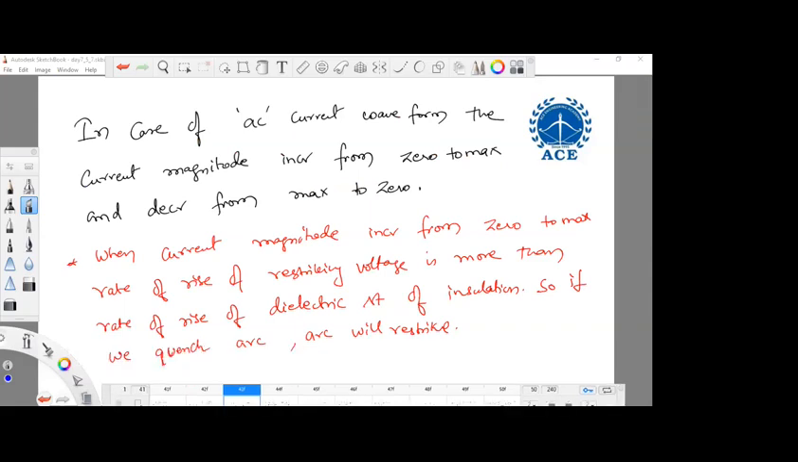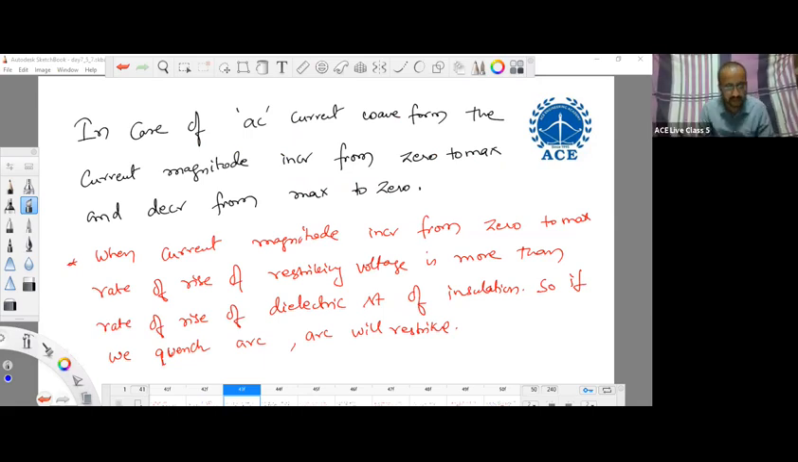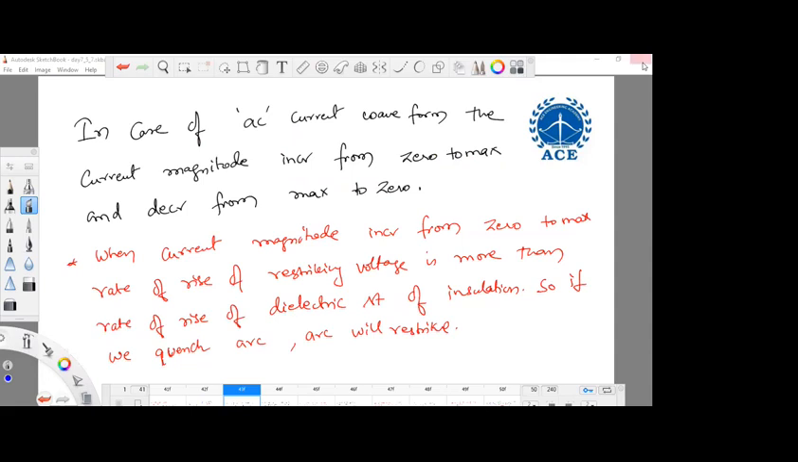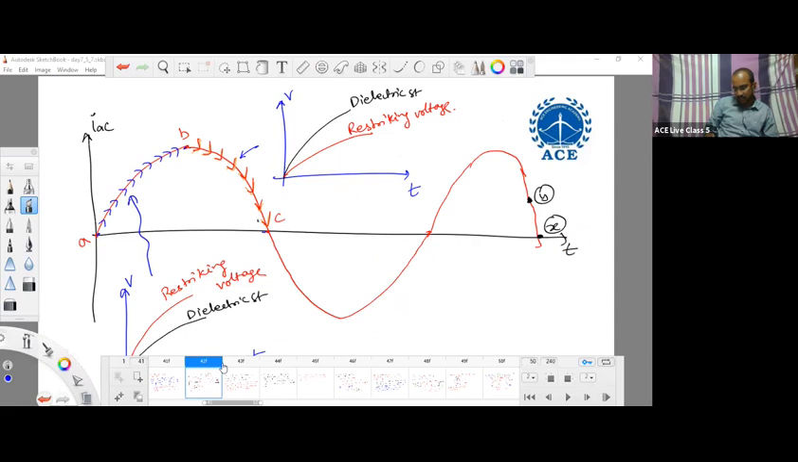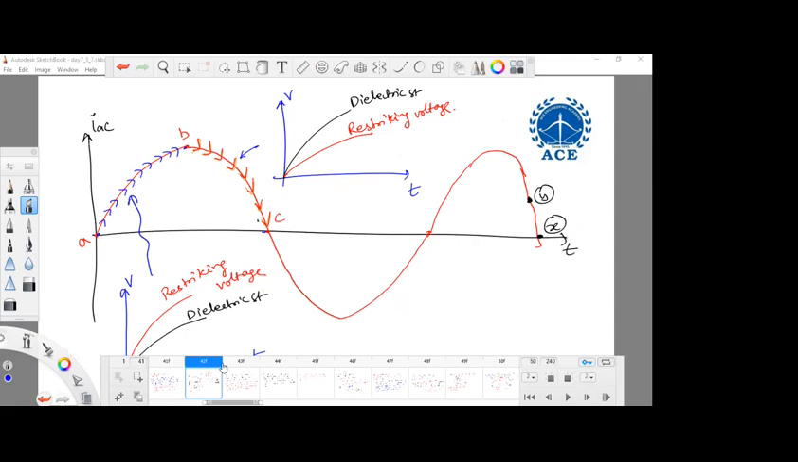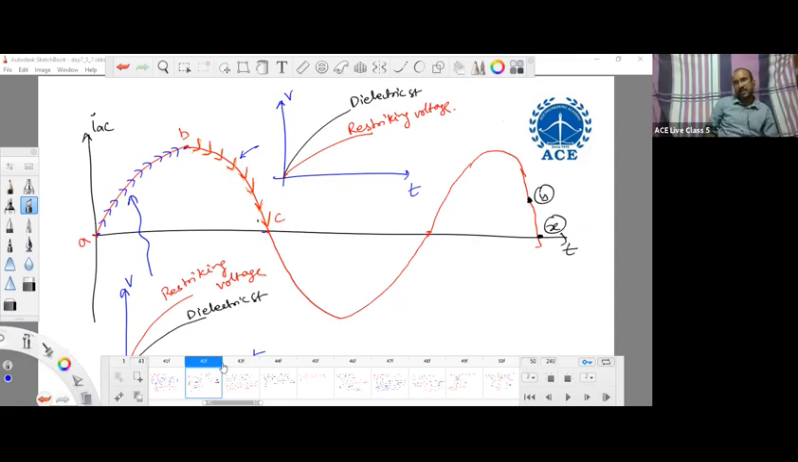Okay, sir. Right. G. Vaishnavi, sir, in 42 years, sir. What is your doubt? Sir, in this, when current magnitude increases from 0 to maximum, then you said restriking voltage is greater than dielectric strength. The rate at which it is rising is more. Okay. Sir, how can you say that restriking voltage is greater? That is the voltage observed between the contacts with respect to time. Okay.